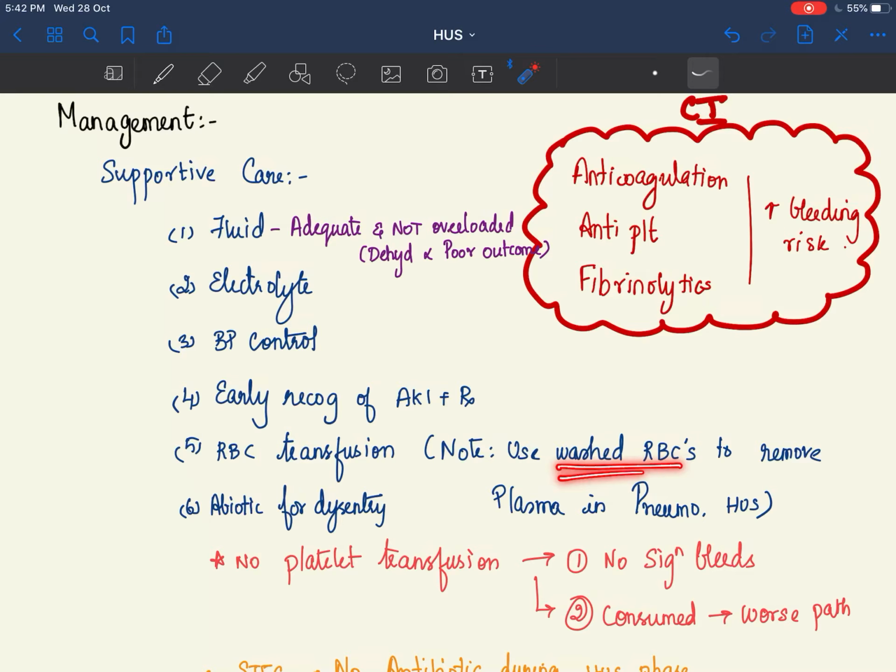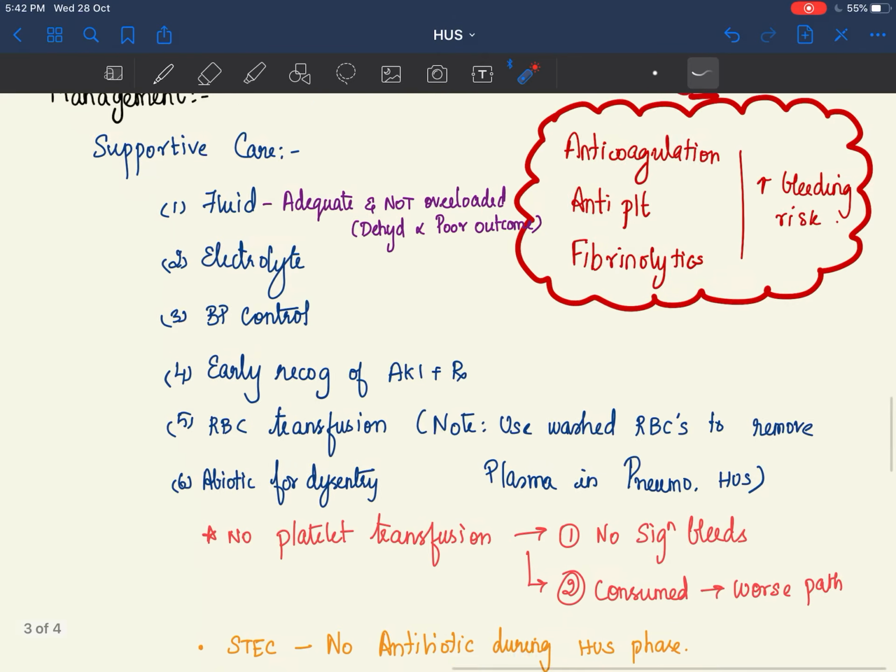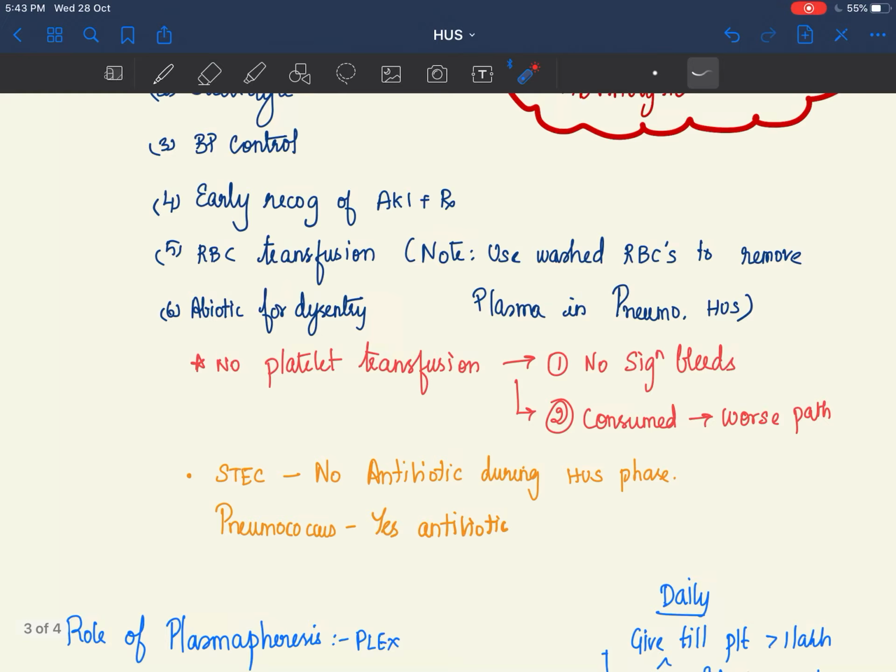So use washed RBCs. Antibiotics for dysentery are given during the dysentery period, not during the HUS period. That is very important, because if you give them during the HUS period there will be more toxin release, and more toxin release will result in worsening of the pathogenesis, that is, Shiga toxin causing endothelial damage. Whereas for pneumococcus you definitely give antibiotics.